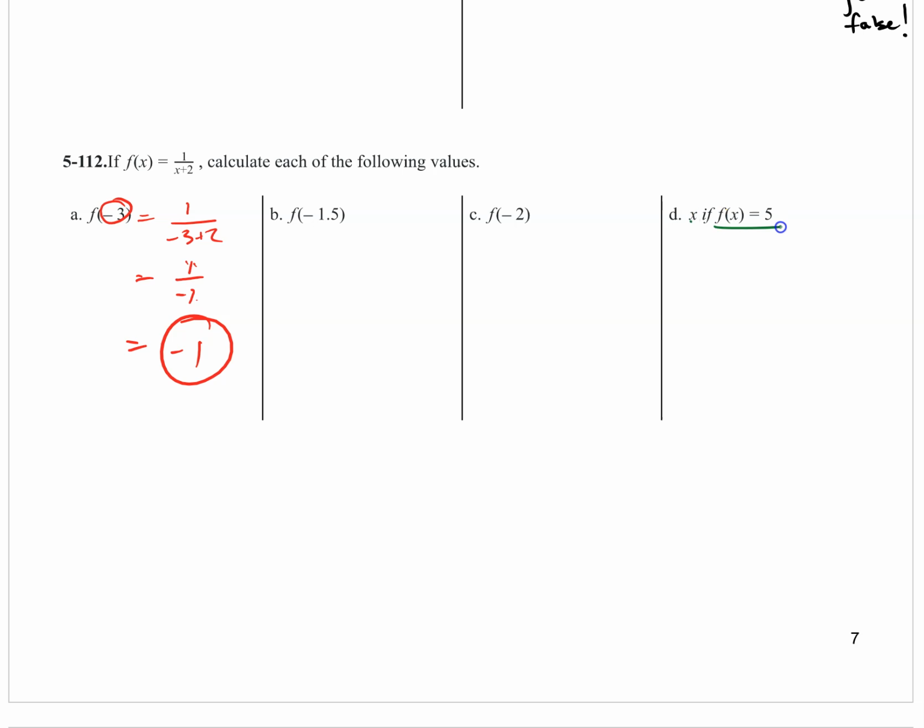Now let's try D. If f of x equals 5, how do we approach this? We replace f of x, the left-hand side, with 5. So don't plug in x this time. You take the rational expression, the fraction, and you set it equal to 5. Okay, so this is a little tricky. The denominator is x plus 2. So you multiply both sides by x plus 2. So that's 5 times x plus 2 equals 1 times x plus 2 is just x plus 2.